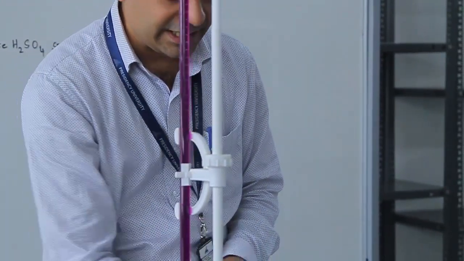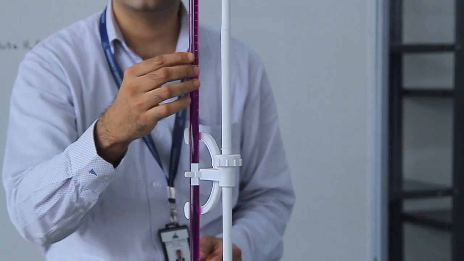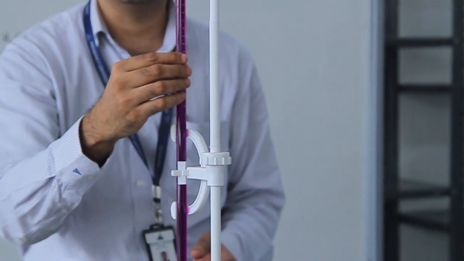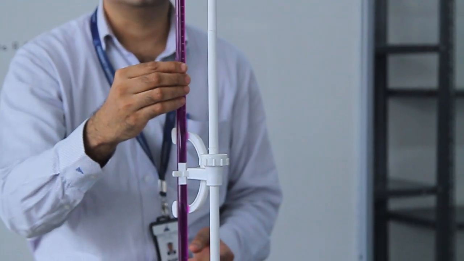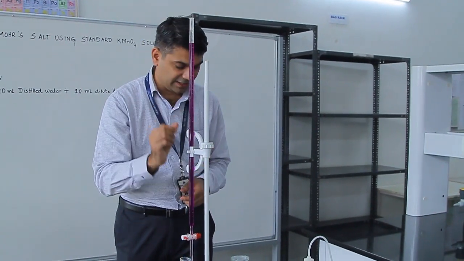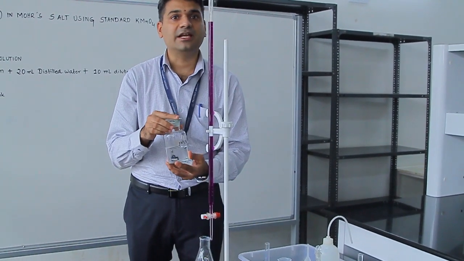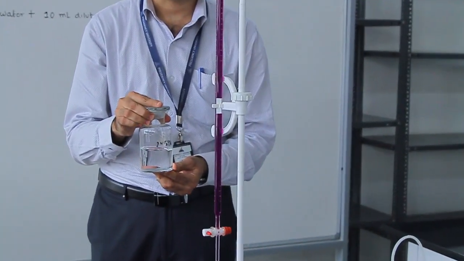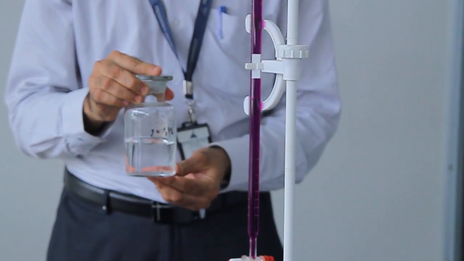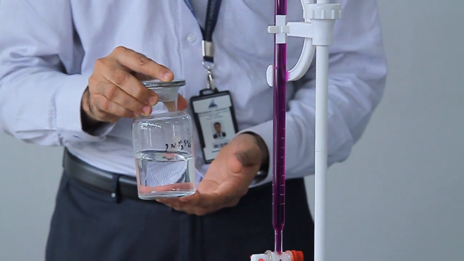Now what is the indicator? The indicator is potassium permanganate itself because it is already colored, as you are seeing over here. It's already a dark intense color which acts as a self-indicator. And one more reagent being used is the dilute sulfuric acid, which is very much required for a redox titration to make the entire solution acidic in nature.